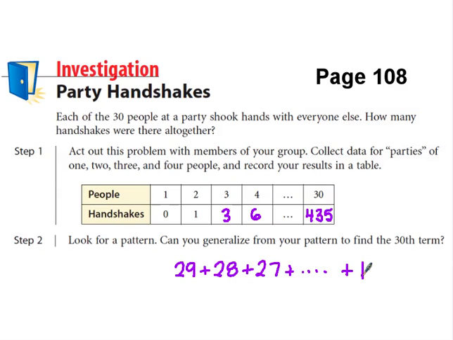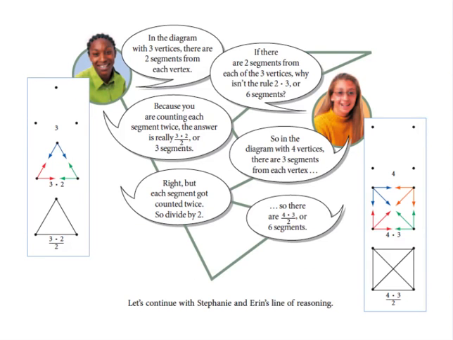Okay, and so what we're going to do now is talk about how we could mathematically find something like this instead of having to add 29 all the way down to 1. We're going to write formulas for that. That kind of sounds confusing, but I'm going to show you a really slick way you can use on your homework. So let's look at this conversation between Stephanie and Aaron.